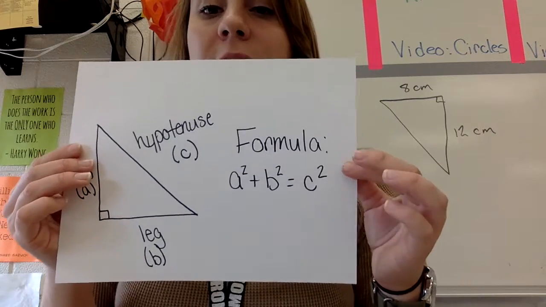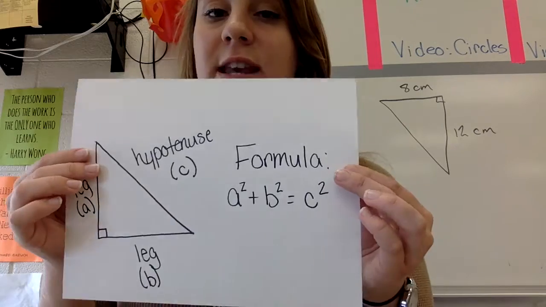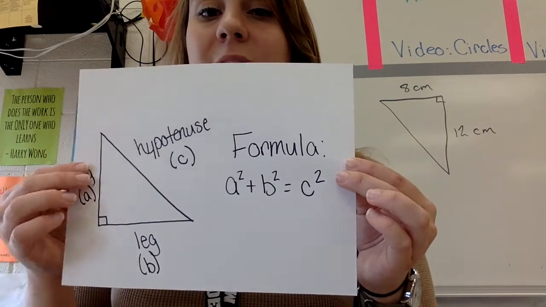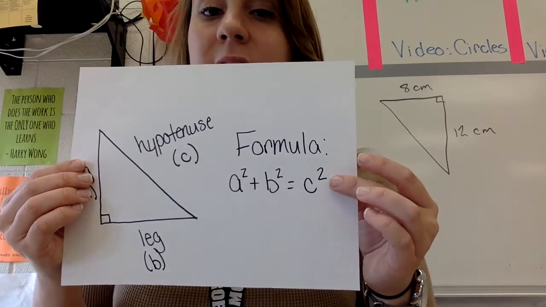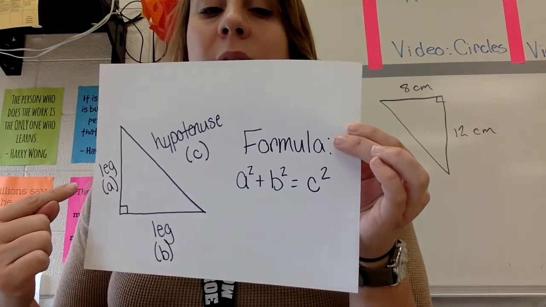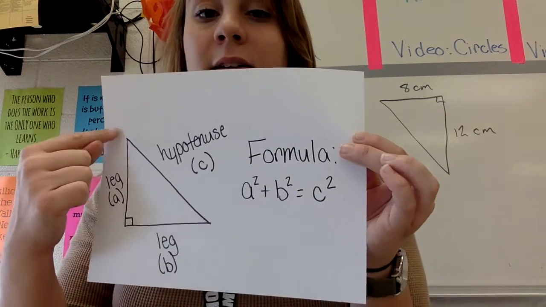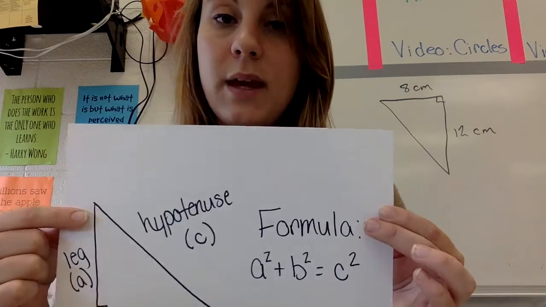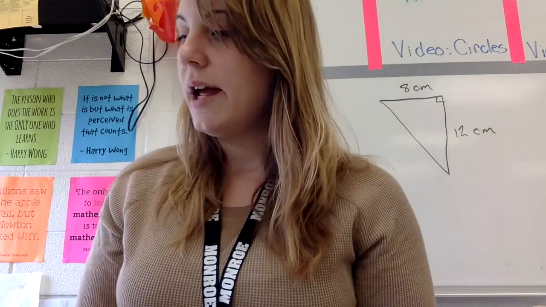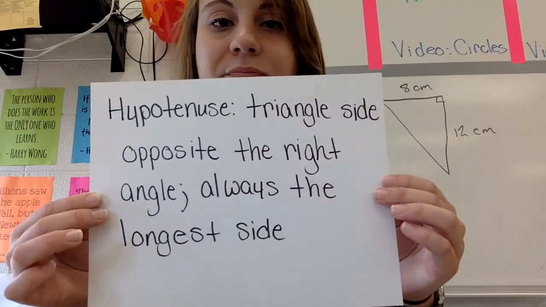And so the formula for Pythagorean theorem, basically the formula that goes along with the definition I just gave you, is that a squared plus b squared equals c squared. So if we take this leg and square it, and then we add it to this leg squared, we'll get the hypotenuse squared. Kind of cool. It always works. All right, before we do some examples, I want to give you a definition for hypotenuse.